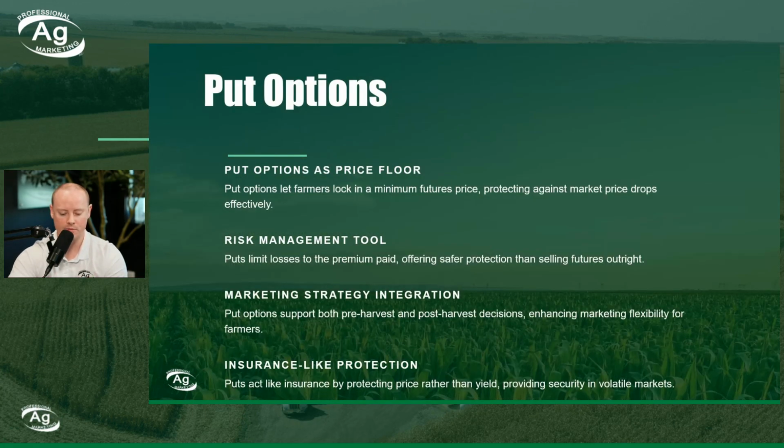When I look at put options, they let farmers lock in a minimum futures price. They protect against market price drops effectively. So this is the put down scenario. If I buy a put, it limits losses to the premium paid, offering safer protection than just selling futures outright. Put options support both pre-harvest and post-harvest decisions. They enhance marketing flexibility for farmers, and it's an insurance-like protection, really. Puts act like insurance by protecting price, rather than something like yield, providing security in volatile markets.